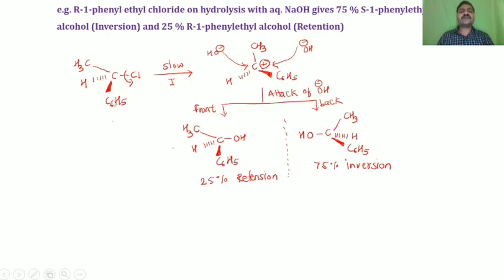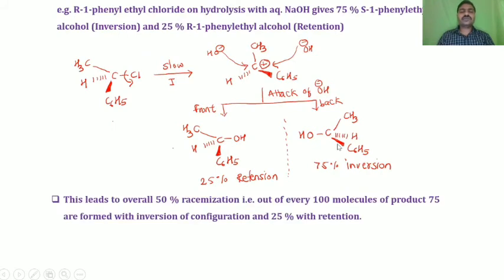This is R-1-phenylethyl chloride. So in the first step, departure of the leaving group takes place, and formation of the carbocation occurs, and then the nucleophile attacks either from the front side or from the back side. So if it is attacked from the front side, you will get the 25% retention product, and if it is attacked from the back side, 75% inversion product is obtained. So these are the products, R-1-phenylethyl alcohol and S-1-phenylethyl alcohol. This is the retention product and this is the inversion product.